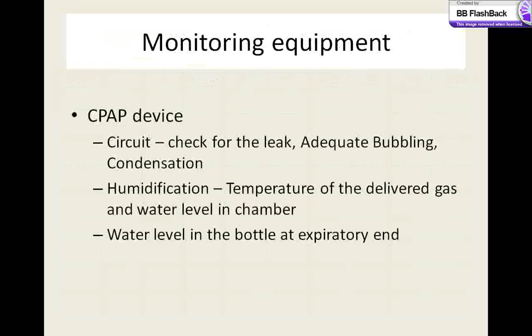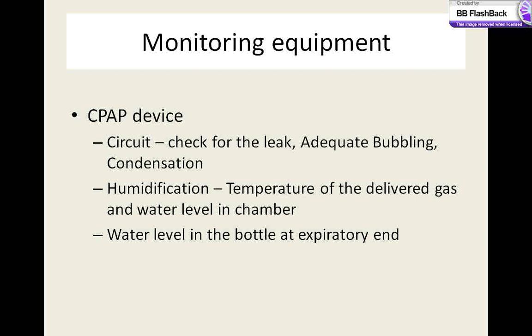CPAP machine and circuit are simple, but keeping it in place requires good nursing care. Circuit should be monitored for water level in humidifier and bottle for bubbles. Too much condensation in inspiratory limb suggests inappropriate humidification or excessive cooling of gas in inspiratory limb. If it is there, remove condensed water to ensure linear gas flow within the circuit.